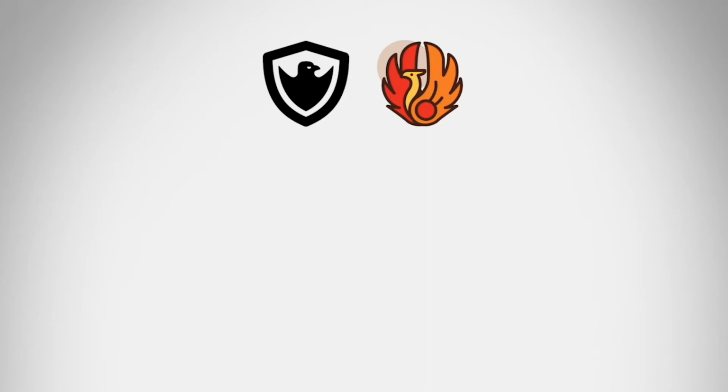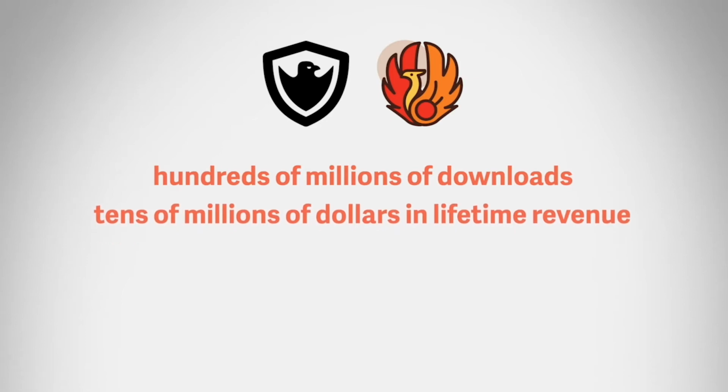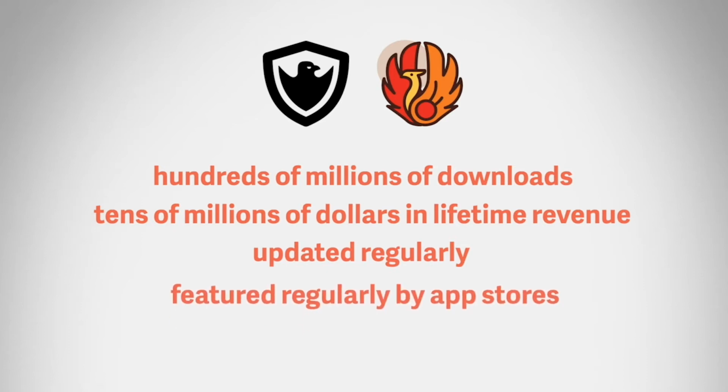In order to demonstrate to you the significant impact of UA strategy on the long-term success of a game, I'm going to tell you the story of two games. Both of these games are real games that share a lot of similarity. Each of these games have individually amassed hundreds of millions of downloads and also earned tens of millions of dollars in lifetime revenue. They were both updated regularly and also featured regularly by the major app stores. The biggest difference, however, between these two games is in their UA strategy.